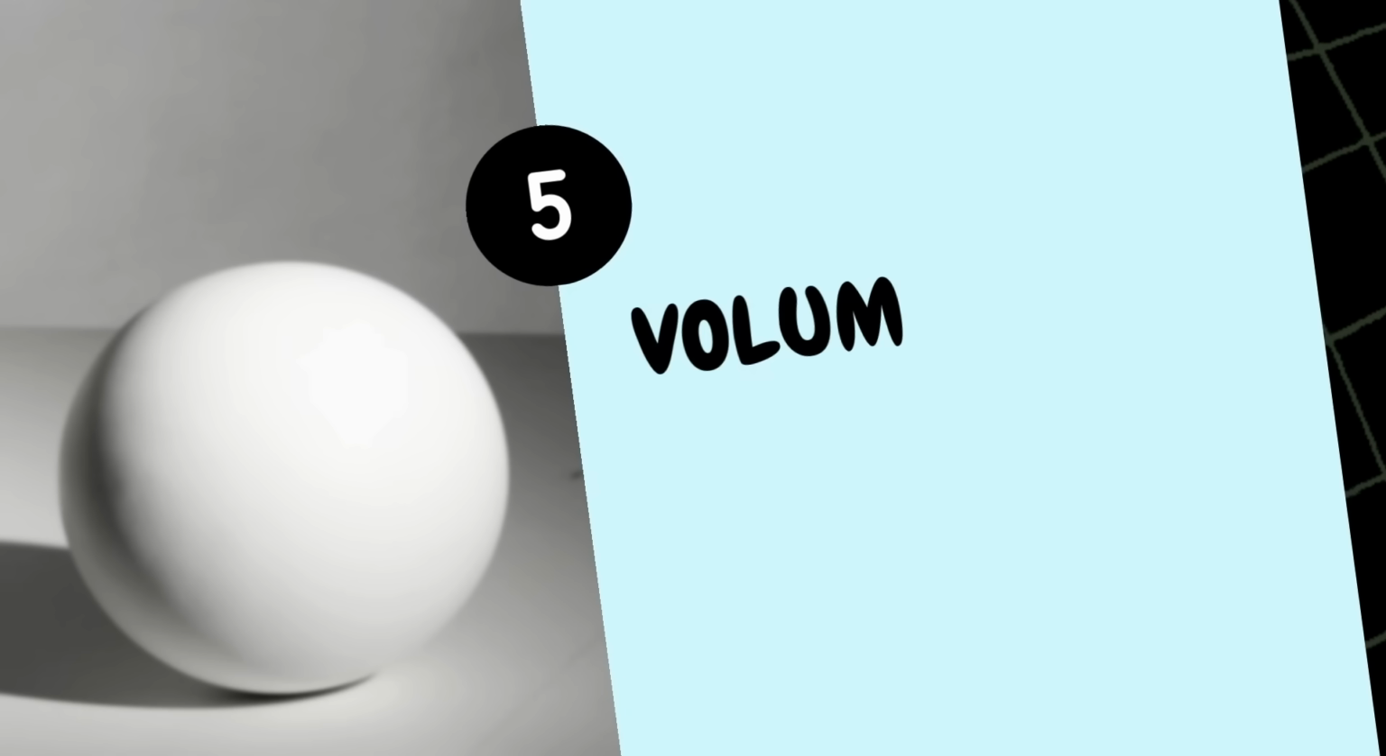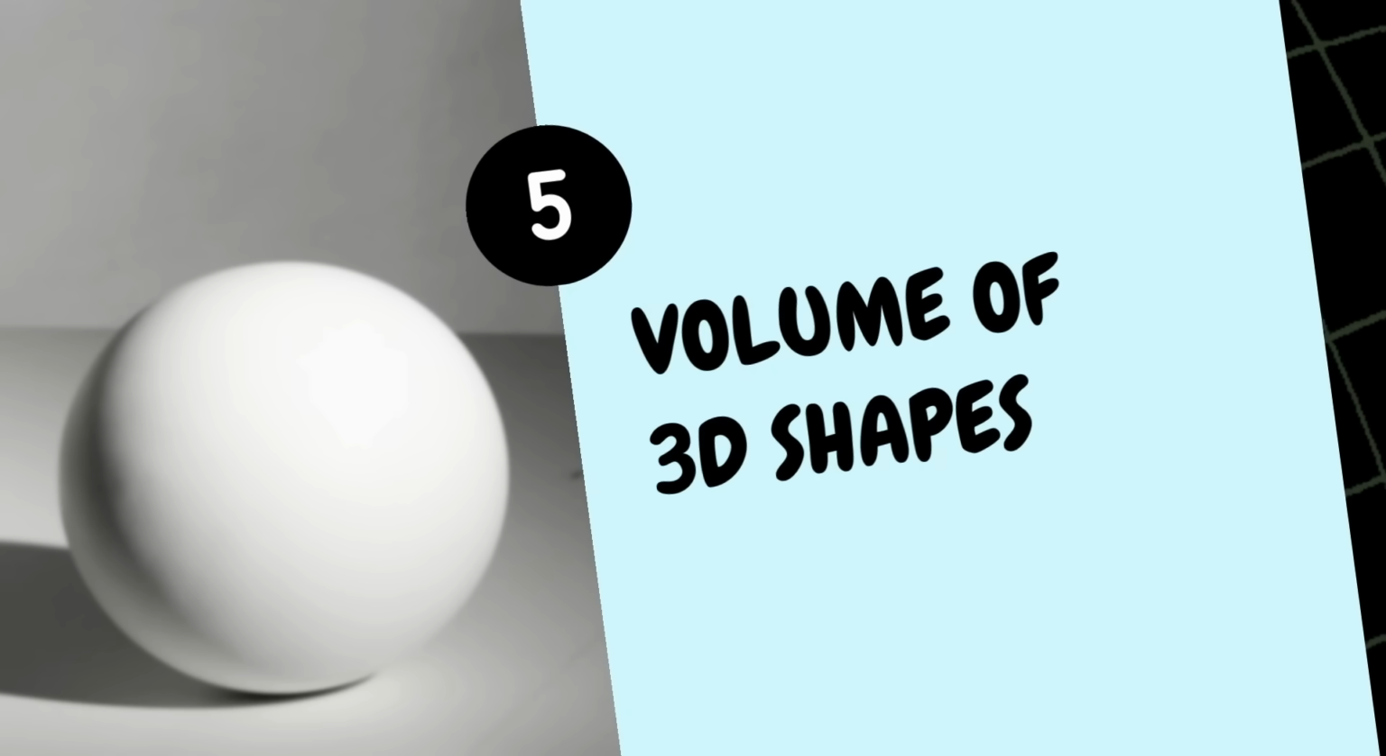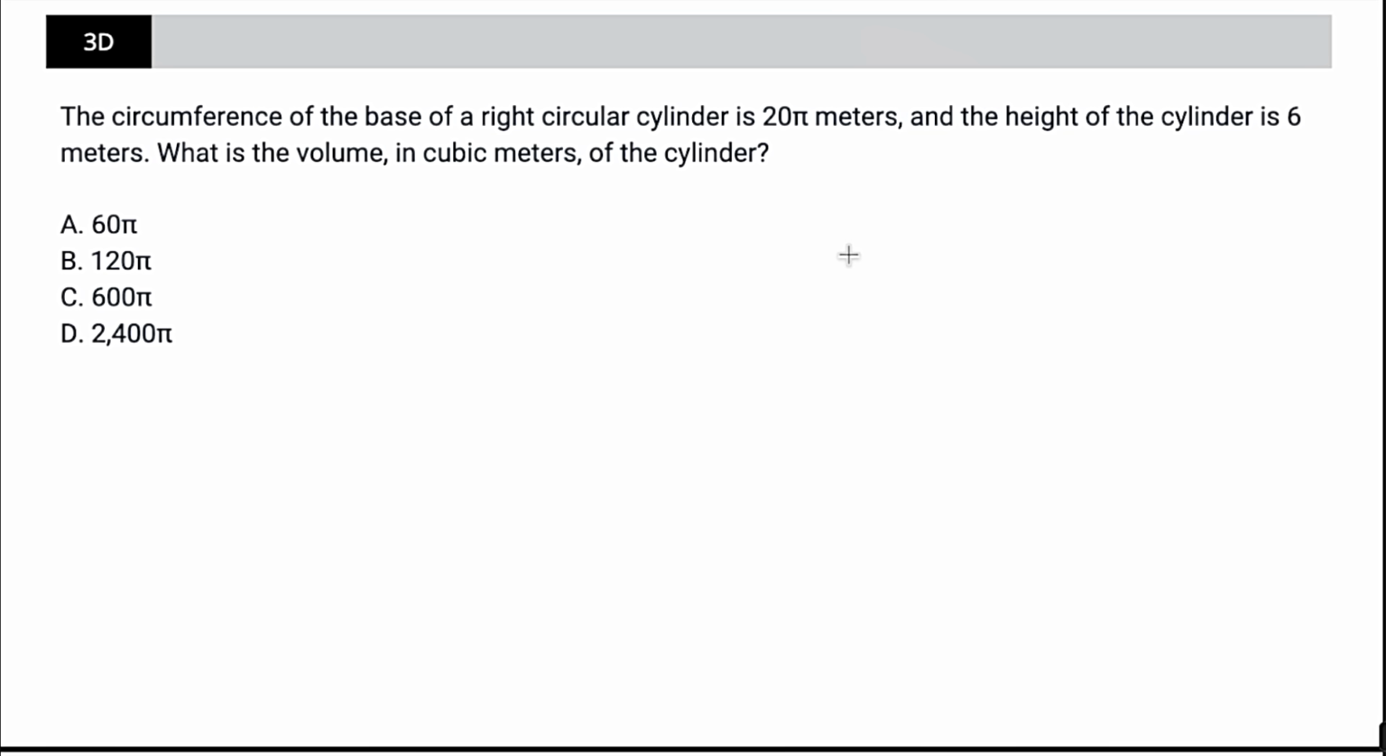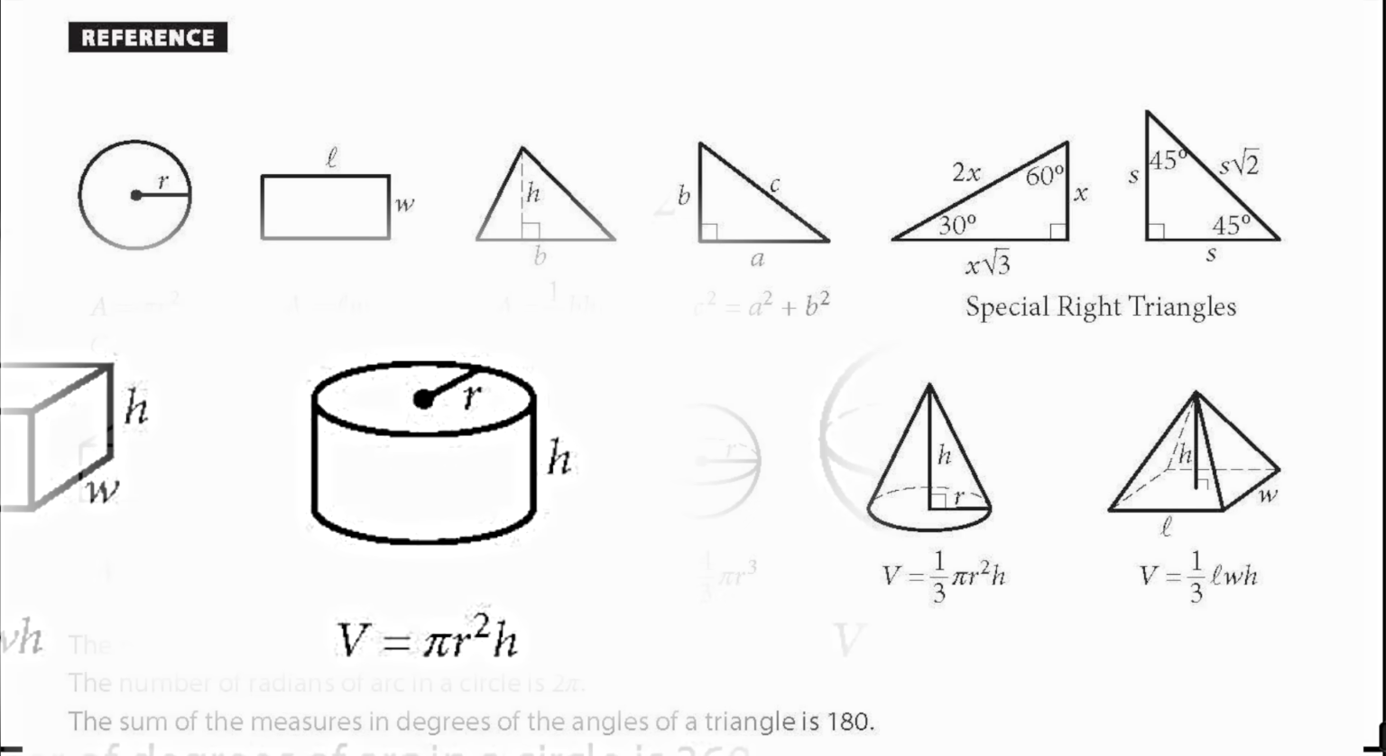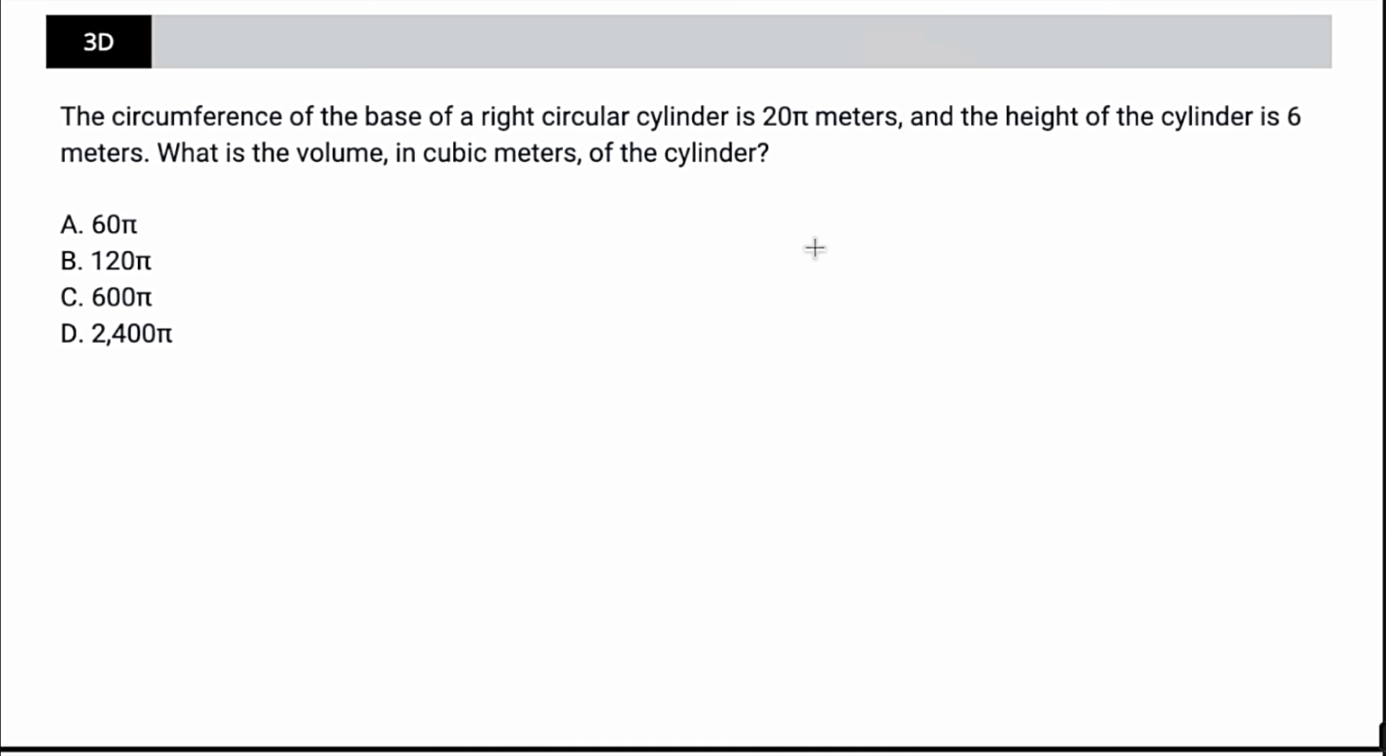Next up, we've got the volume of 3D shapes. And you should definitely have this one memorized, but if you don't, it's not a big deal. Just open up the reference cheat sheet and it's going to be right here. But basically, we just need to plug stuff in. So it's telling us the circumference of the base is 20 pi meters, and the base is just going to be the bottom of our soda can, right?